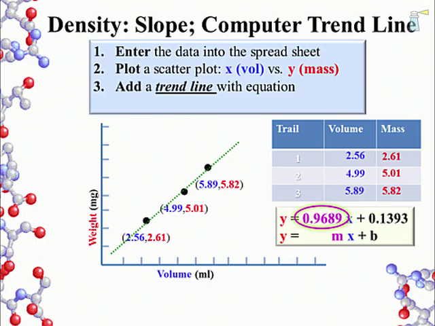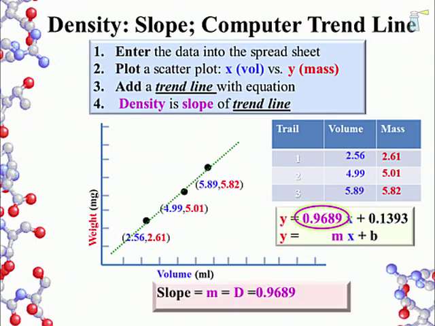0.9689. The final step is to recognize that when volume is plotted against mass, the density is the slope of the trend line or best fit line. The density from the analysis by trend line of these 3 trials is calculated to be 0.9689. And don't forget the units. Mgs per mil.